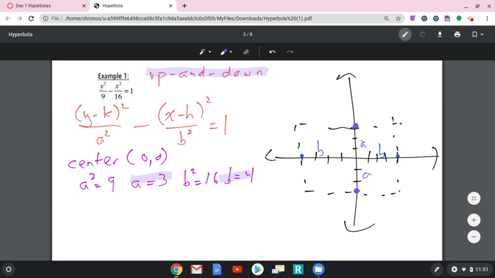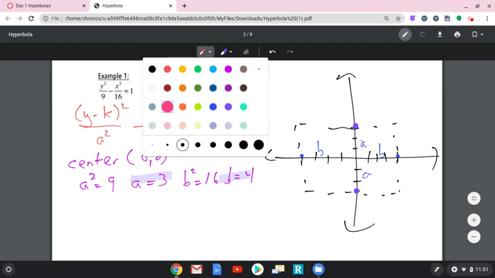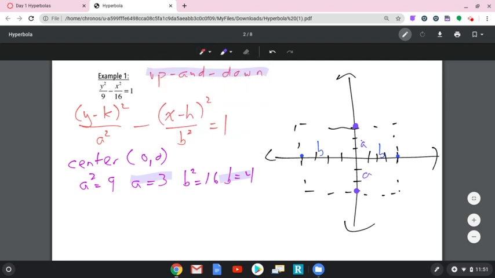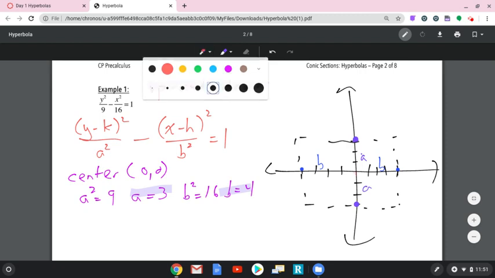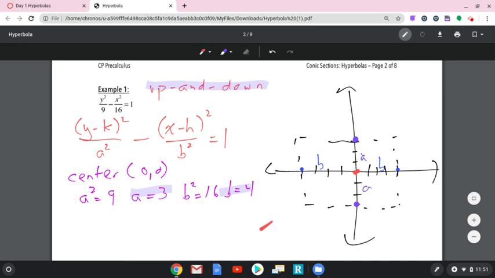Now, once we make the box, guys, what we can do is to find the asymptotes of your hyperbola, we draw diagonals. Actually, let's do red. Diagonals through the center, because we already identified the center. So here's my center. We already identified it at 0, 0. You draw a diagonal through the center and opposite vertices of the box. So these are my diagonals. They're asymptotes to my hyperbola.